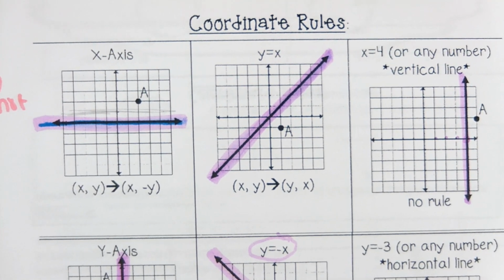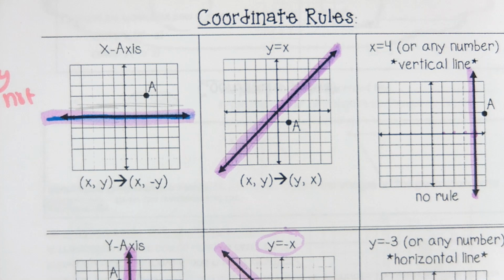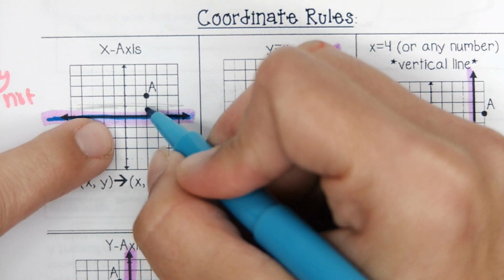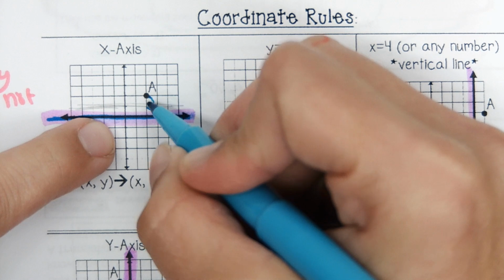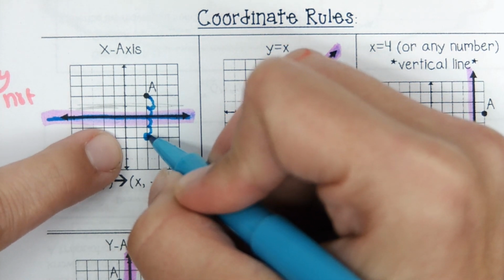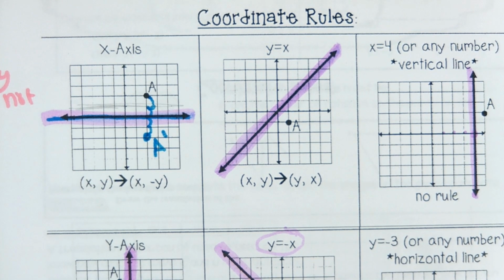Okay, so for this point, reflecting it over the x-axis, all we're going to do is look at how far that point is away from the line of reflection. So this is 1, 2 units away. So we'll just count 1, 2 units below, and that is A prime. It's the image after the transformation.